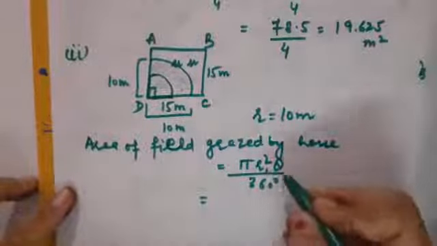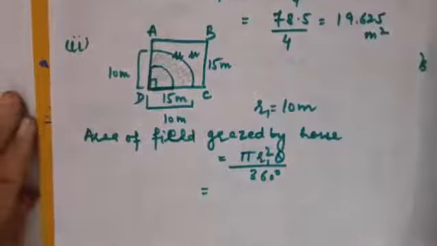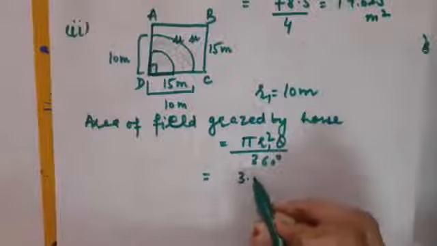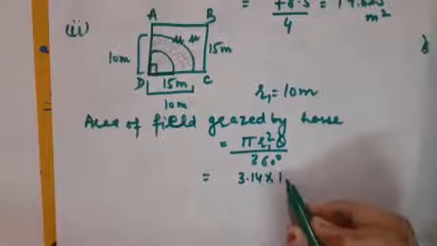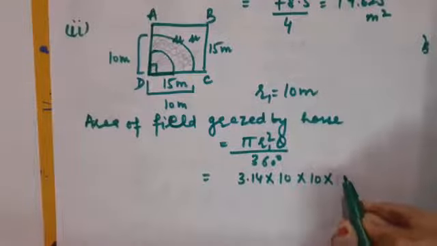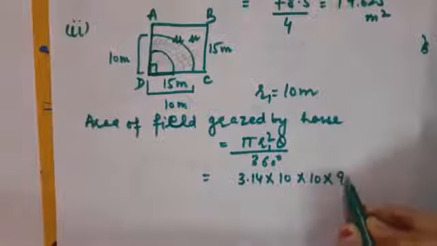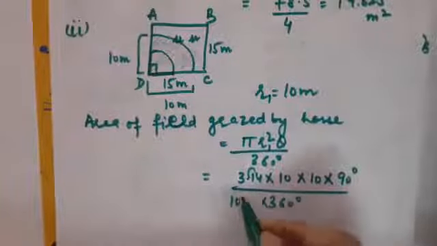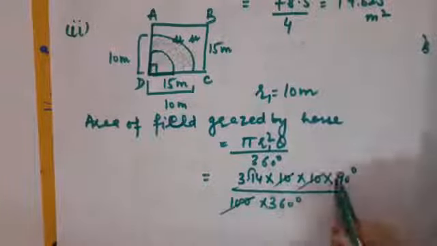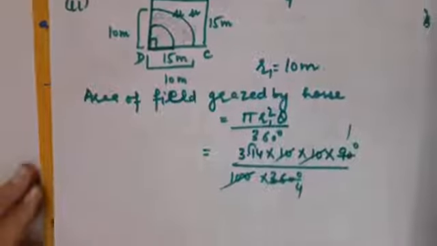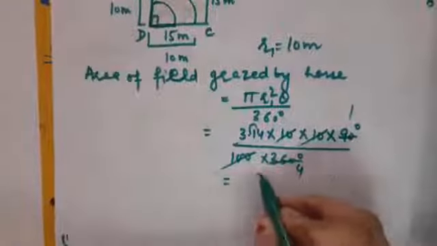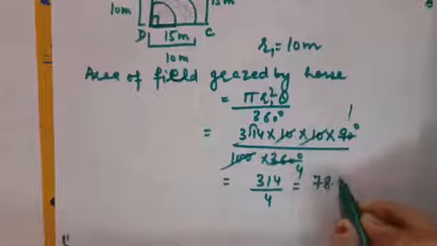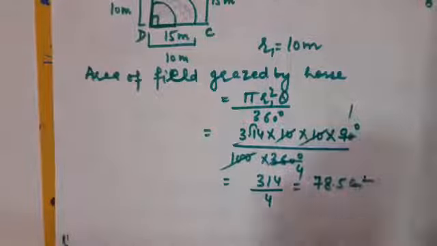Clear? You can, children, here take r1 instead of taking r to get rid of confusion, because earlier it was taken as r. Clear? So the value of pi is 3.14 into, what is the radius now? 10 into 10. Theta is again 90 degree upon 360 degree. You can even remove this decimal also, because it would help us in cancellation. So what I have got, children? I have got 314 by 4. Let us divide it. It will be 78.5 meter square.